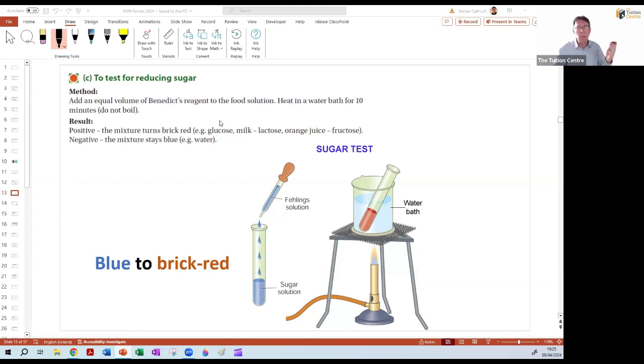Only for reducing sugar. What kind of things are we talking about? Milk has lactose in it. Orange juice has fructose in it. What else? Anything with glucose in it, but not sucrose. Sucrose is not a reducing sugar. Okay.